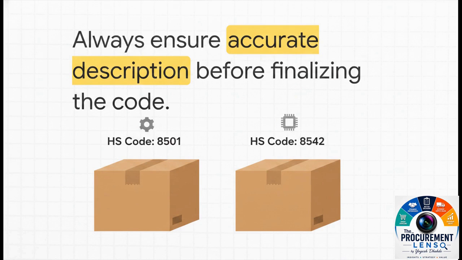Now, here is a vital piece of insider insight. Always, always lock down a highly accurate product description before you finalize the code. Two products might look totally identical to the naked eye, but a slight difference in the material they're made of will completely change the HS code and, as a result, your duty rate. You have to know exactly what it's made of first.